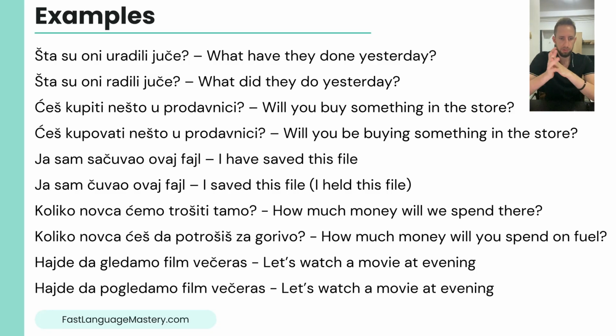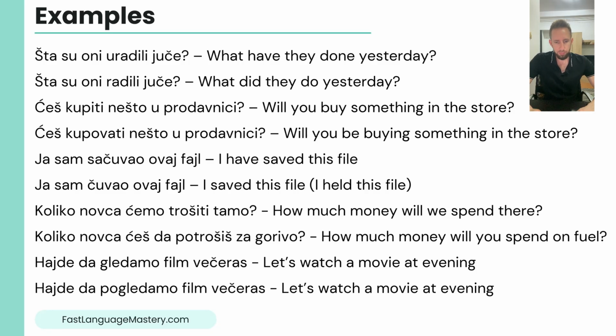In the next example, koliko novca ćeš da potrošiš za gorivo? We ask about a result, an action with result, money actually being spent. Not just the process of spending money, but money being spent for something, with a result, a finished action. How much money will you spend on fuel? Koliko novca ćeš da potrošiš za gorivo? Gorivo means fuel, by the way. Next example.